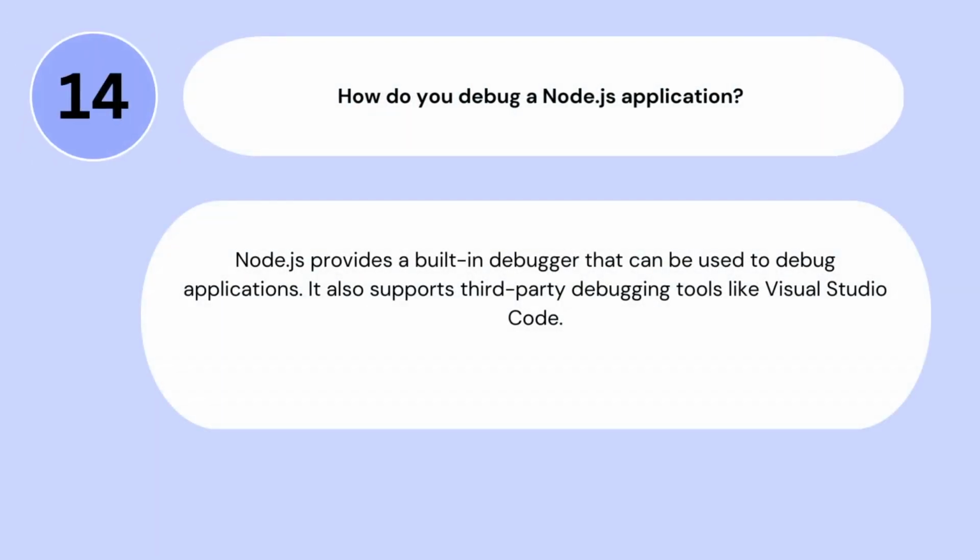How do you debug a Node.js application? Node.js provides a built-in debugger that can be used to debug applications. It also supports third-party debugging tools like Visual Studio Code.